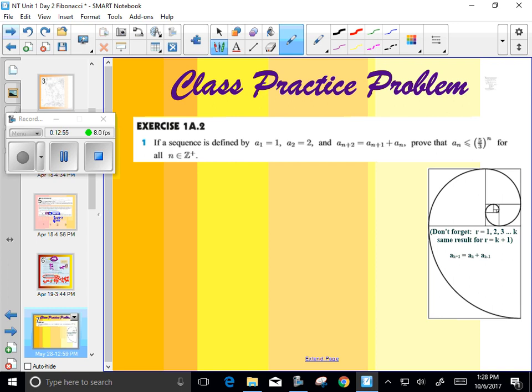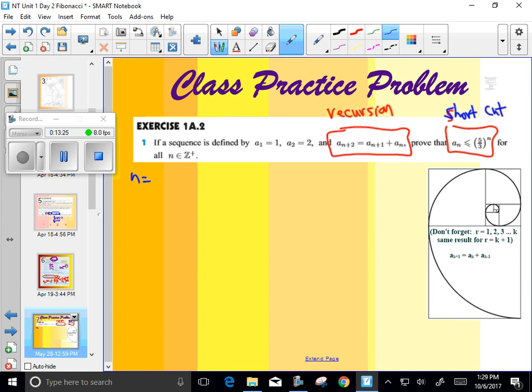If a sequence is defined like this, a of n plus 2 equals a of n plus 1 plus a of n. This is my recursion formula. And then this is my shortcut. And we like shortcut formulas, don't we? It's way better. So we want to show that this shortcut formula works for this situation.